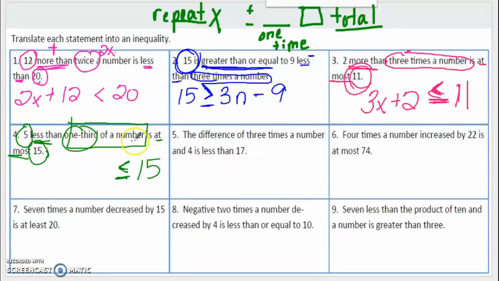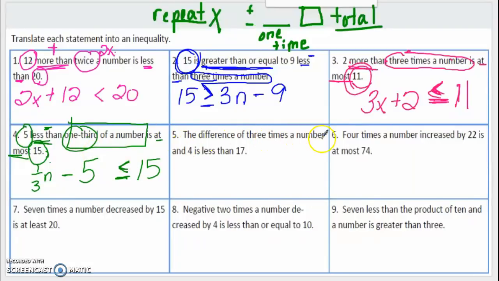5 less than 1/3 of a number. So this is with our variable, 1/3 of a number, and 5 less than that. Could you put 5 minus 1/3 of a number, since this is the subtraction? 5 minus 1/3 of a number? No, it changes it. That changes which term has the negative value. So you have to be careful with that.